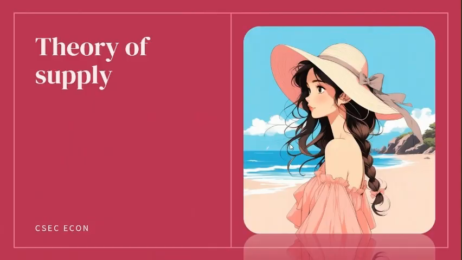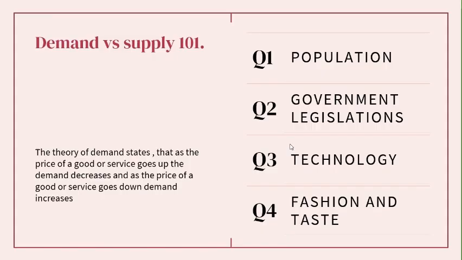Now let's look into the theory of supply. So this is the demand versus supply spectrum of the class. The theory of demand states that as the price of a good or service goes up, the demand decreases because people don't want to spend a lot. And as the price of a good or service goes down, demand increases.